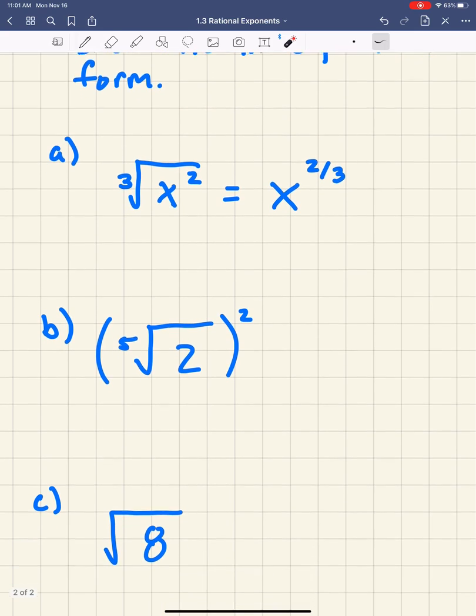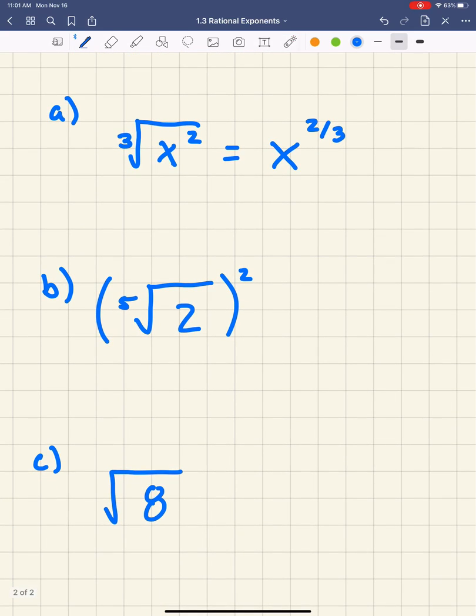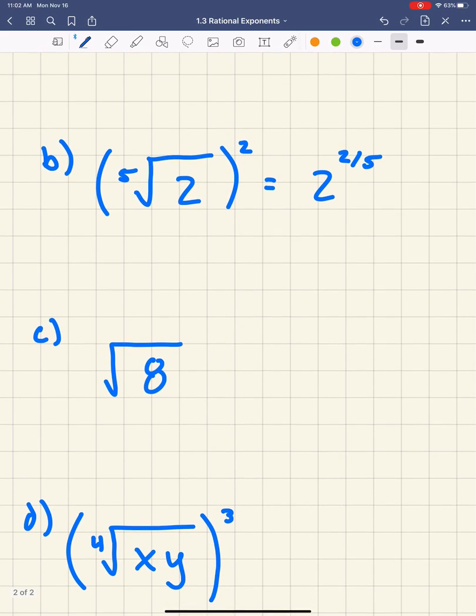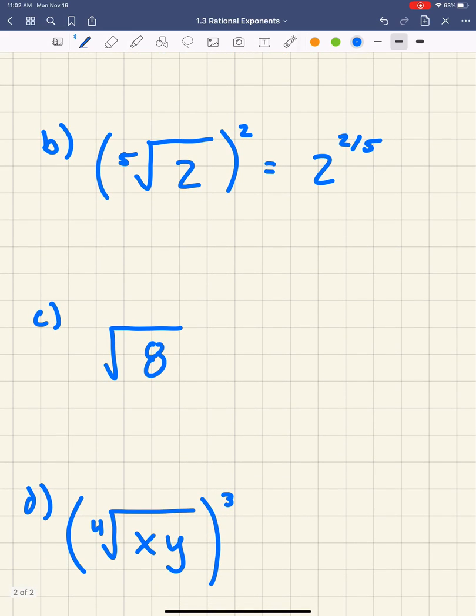All right, moving to the next one here. We have the 5th root of 2 raised to the 2nd power. This is going to become 2 to the 2/5. So we're just working backwards. We're getting used to this pattern here. And then to letter C, a little bit trickier here because we have to remember that some things are implied. So we've got an imaginary 2 that's always there with my square roots. If there's nothing written, it's always a 2. And then this is to the 1st power. Okay, so this becomes 8 to the 1/2.